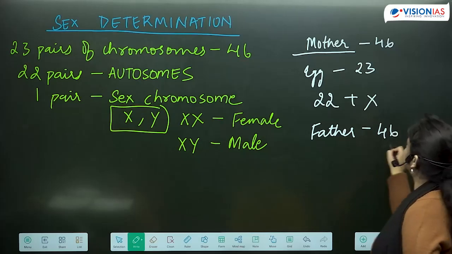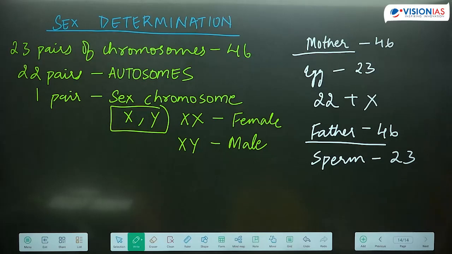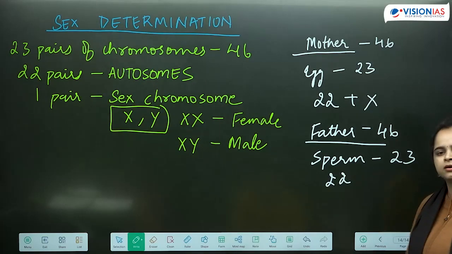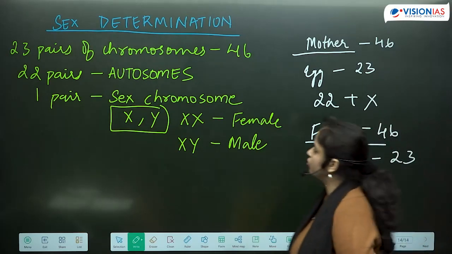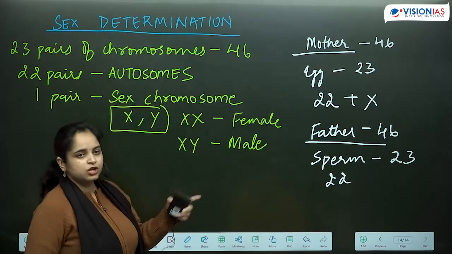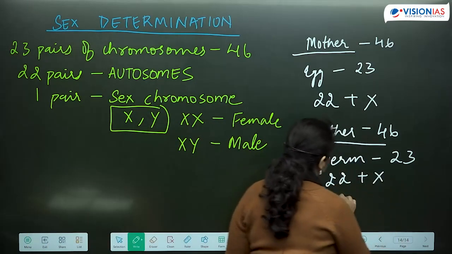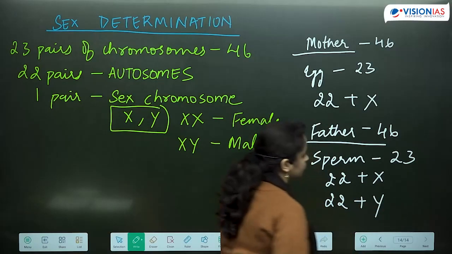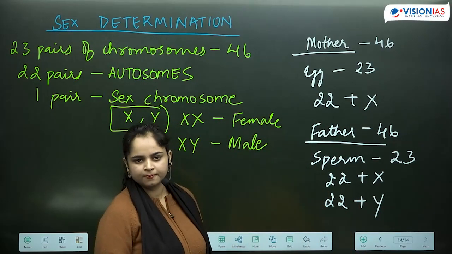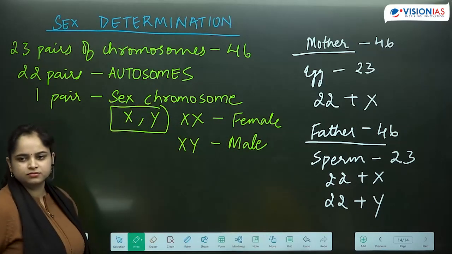In case of father, he also has 46 chromosomes, but the sperm is supposed to have only 23. 23 में 22 autosomes will be there, but for the sex chromosome there is a variation. इसमें दो अलग अलग chromosomes हैं, so that would mean you will have two types of sperms. So एक में 22 plus X, the other possibility is 22 plus Y. Which one will come and fertilize the egg? That will decide the sex of the child.